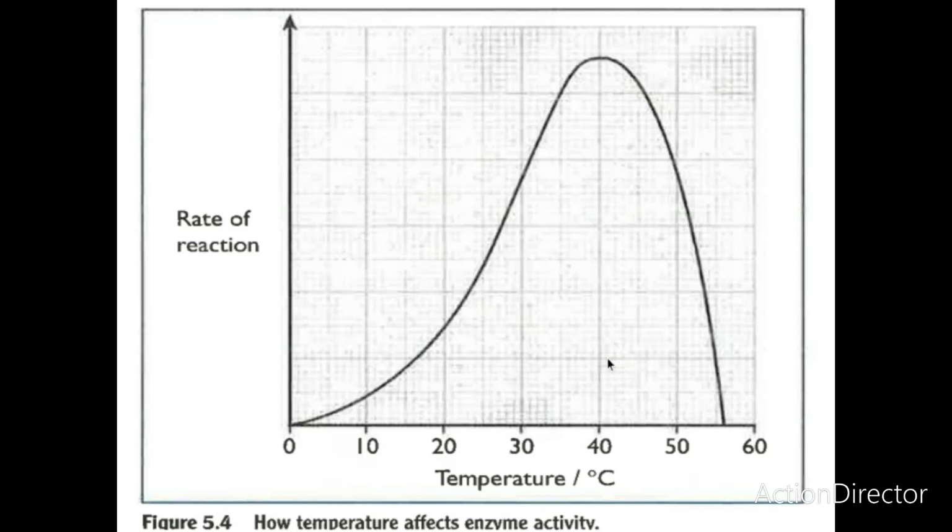This is because at temperatures above the optimum temperature, the enzymes are denatured. And when the enzymes are denatured or damaged, they lose their shape. And when they lose their shape, the active site will no longer fit perfectly with the substrate, meaning catalysis can no longer take place. So at temperatures above the optimum temperature, enzymes are denatured and the rate of an enzyme catalyzed reaction decreases.